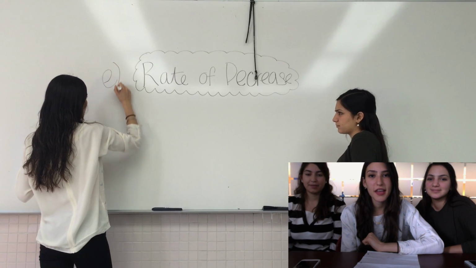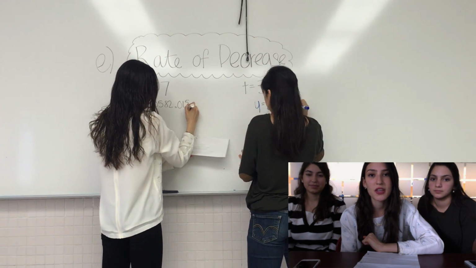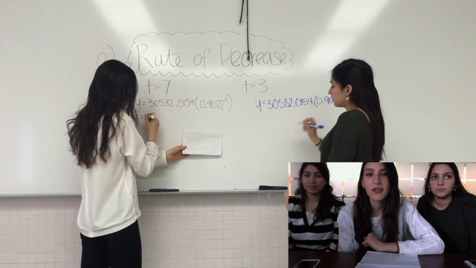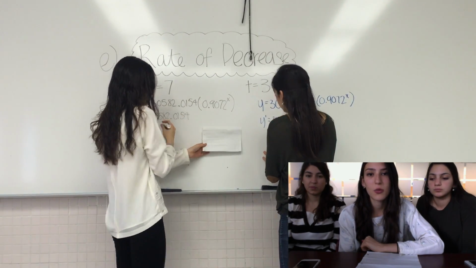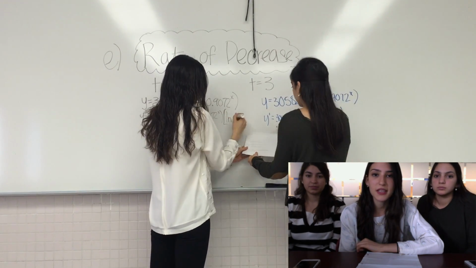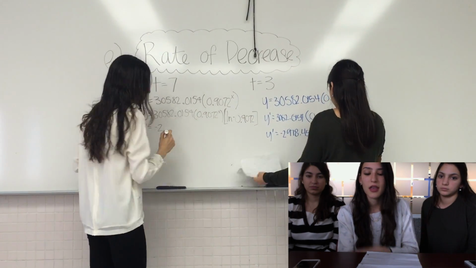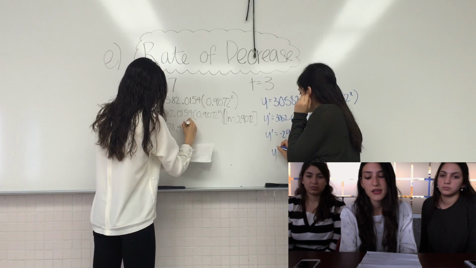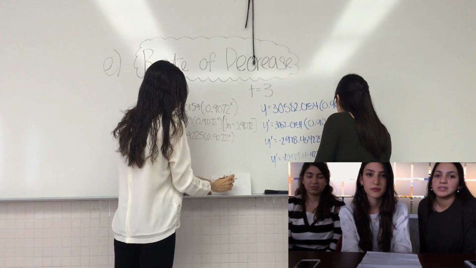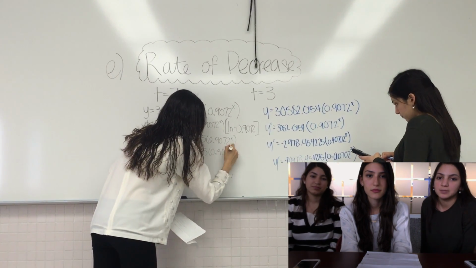In part E, they asked us to get the rate of decrease when the time equals 3 years and the time equals 7 years. So what we did was get the derivative that we used in part C of the exponential model and placed each value on the x. So what I did was place the 7 in the x and got the negative rate of decrease. And what I did was replace the x for the value of 3 and get my negative value.